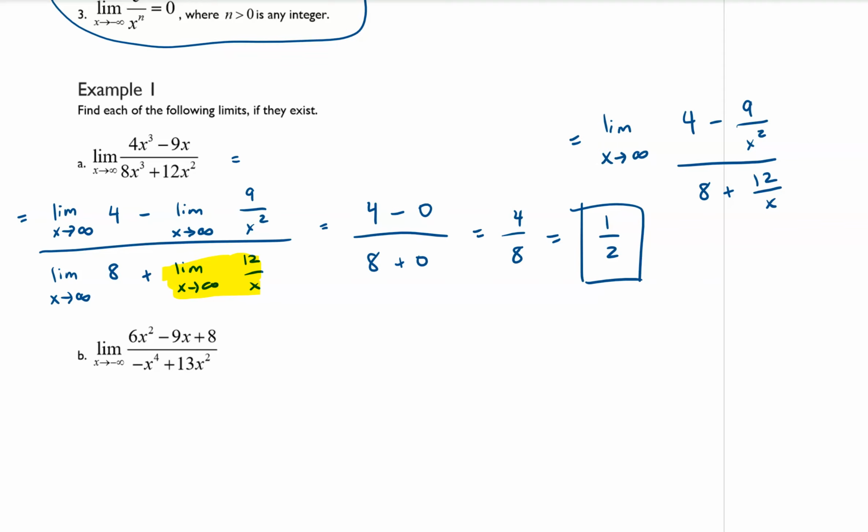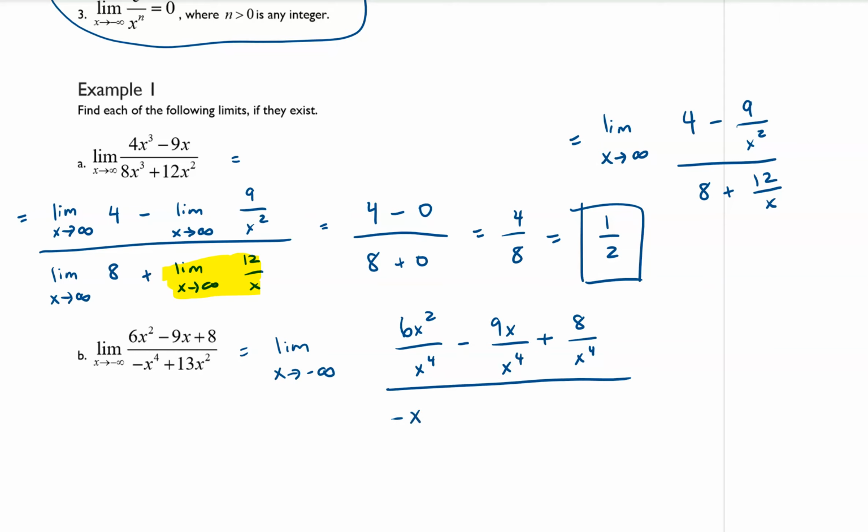Okay, let's move on to part B. And again, similarly, in this case the highest power is 4, so we want to divide every term by x to the 4th power. All right, so basically I've just rewritten it so that I've divided every term by x to the 4th power, and then we want to go ahead and simplify that.